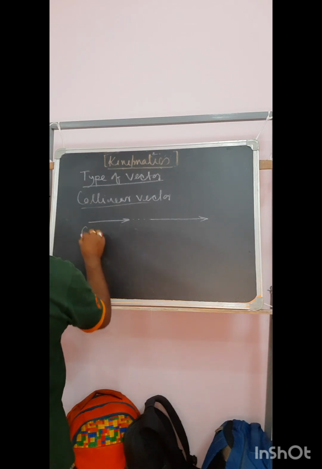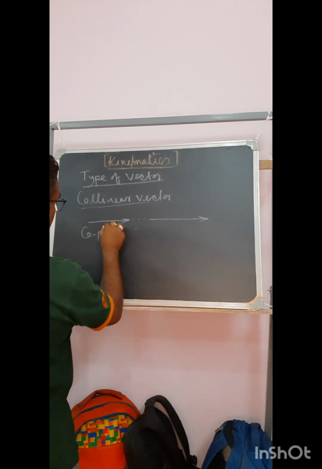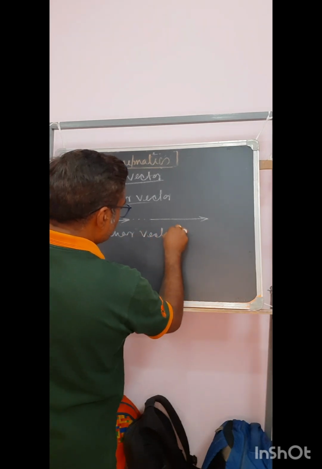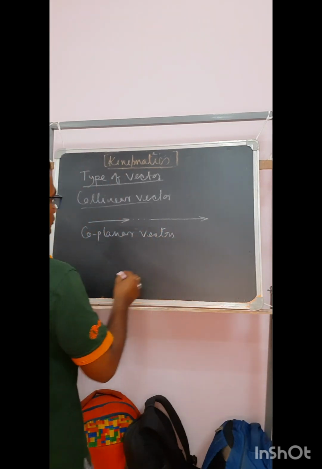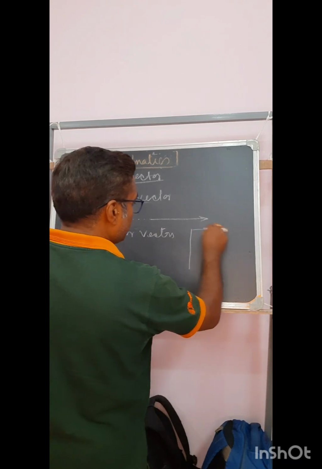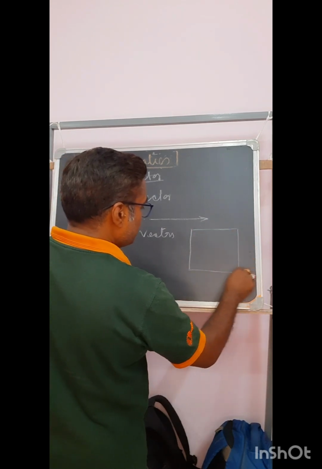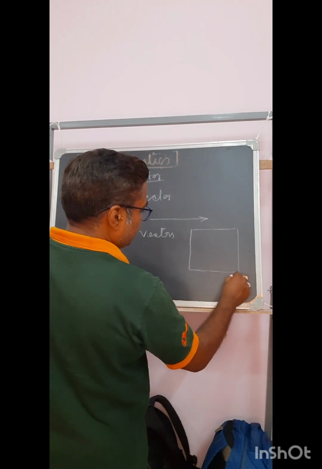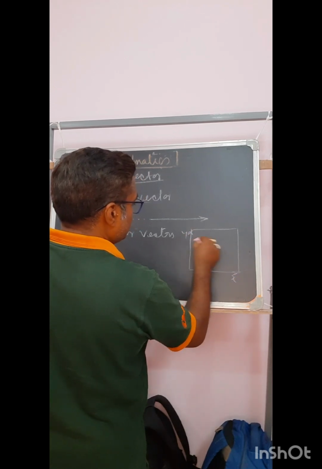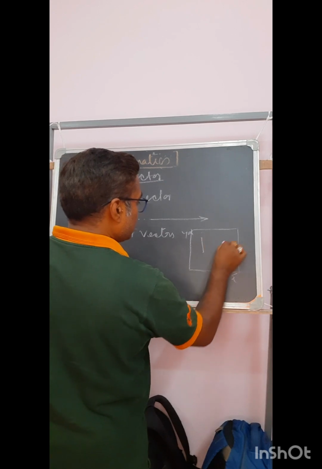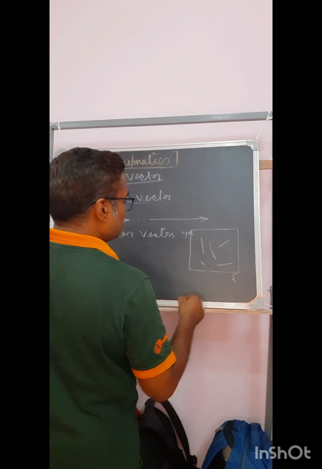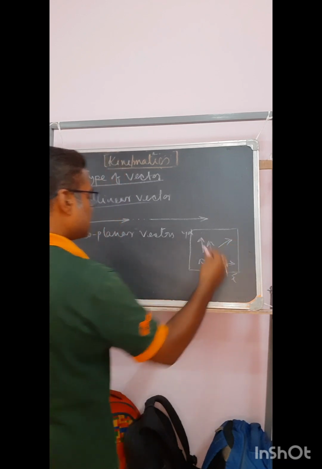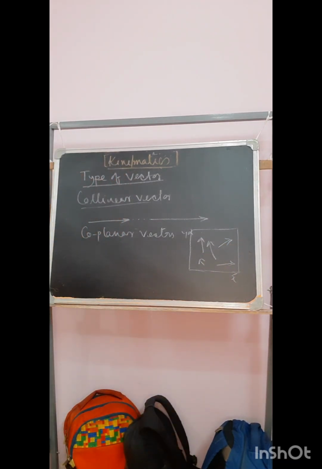Similarly, coplanar vectors are those which are lying in the same plane. Same plane means it is formed in two dimensions. If we say this is x and this is y, then in that plane any vector lies in any direction. So these are all coplanar vectors.